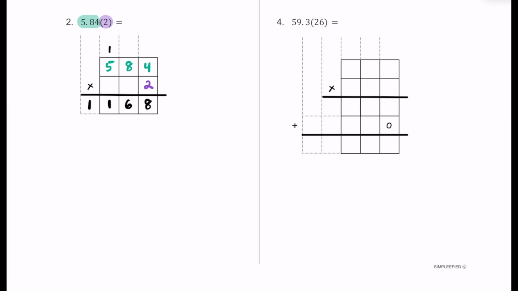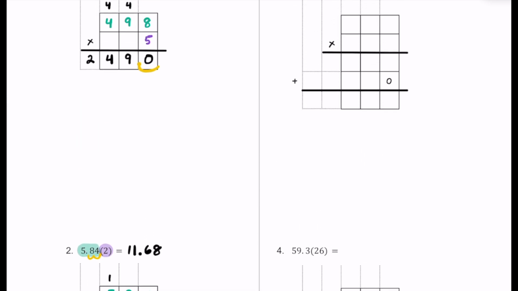Now, before we write that as our answer, we need to see that we actually had 2 decimal places in our original problem. So we have to look at our product and move this decimal 2 spots to the left. So our answer here is going to be 11 and 68 hundredths.